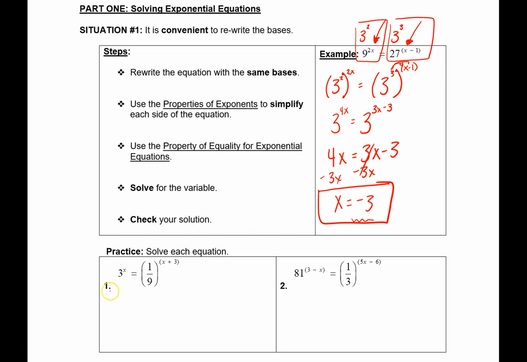In this first practice, I have a base of 3, but my other base is 1/9. Now I know that if I move the 9 to the other side of the fraction bar, the exponent becomes a negative 1. And then I know that 9 is 3 squared, so that means 3 to the negative 2 is a way that I could rewrite 1/9.